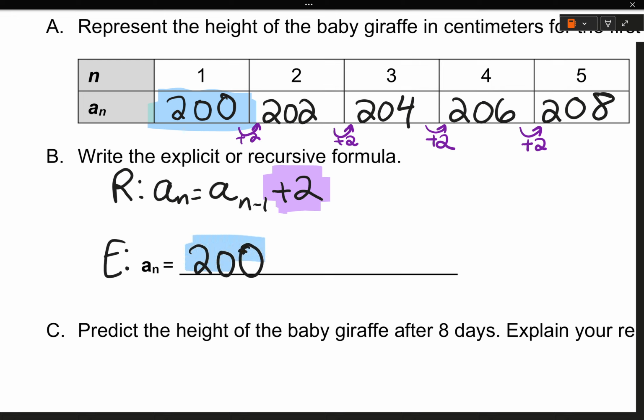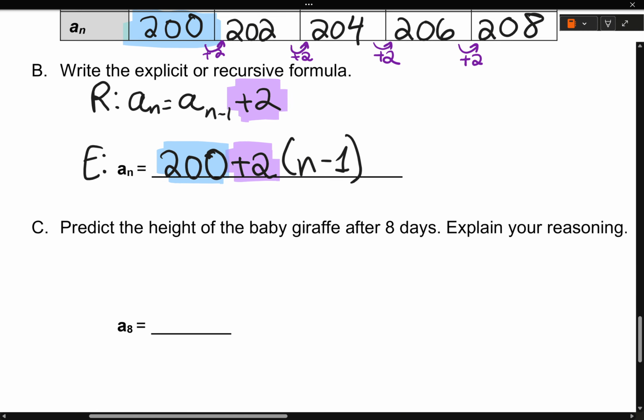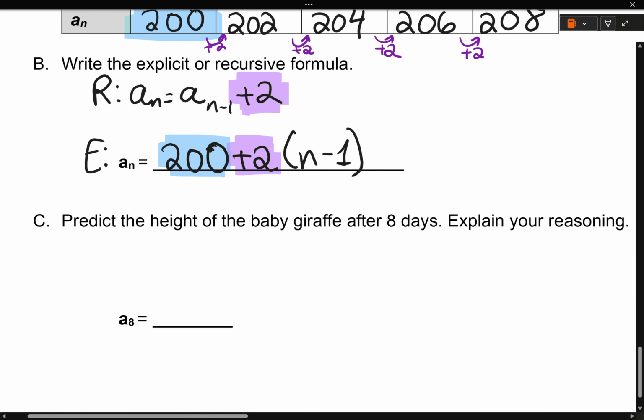We start with our first term. And then we put our common difference. And then the letters n minus 1. Beautiful. Letter C asks us to predict the height of the baby giraffe in 8 days and explain your reasoning.